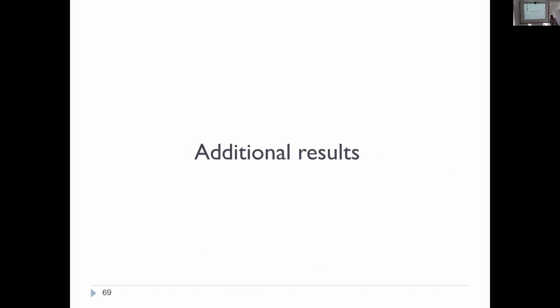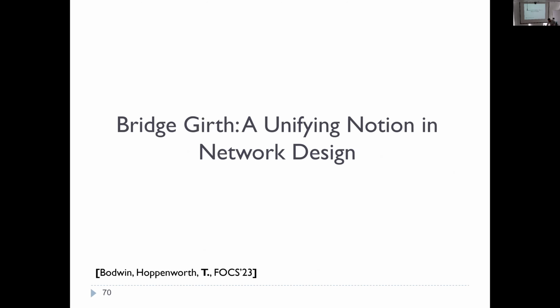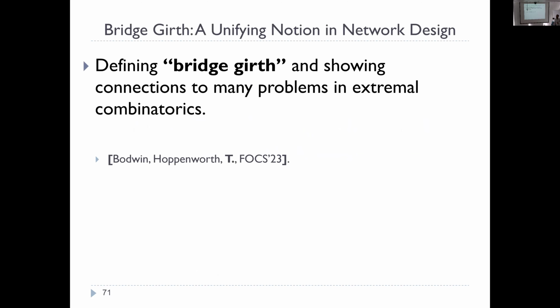Right. So in the remaining time that I have, a little bit, 5 minutes, I'm going to go briefly over two other results that are connected in a way. The first one is a paper from a couple of years ago. It's about extremal combinatorics. What we showed is, we defined a new concept called bridge girth, and we show that it is connected to many problems in extremal combinatorics.